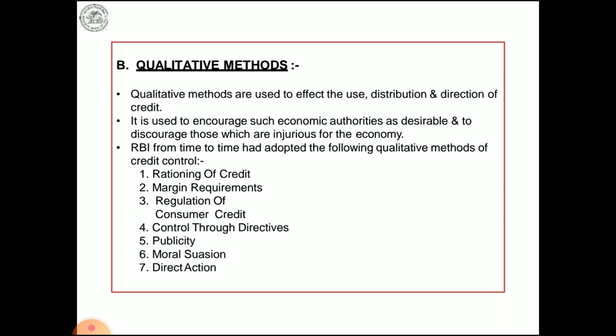These methods are also used for control, but they do not have a direct impact on credit control. There are various methods, changed from time to time, which are called qualitative methods, like rationing of credit, margin requirements, regulation of consumer credit, directives, publicity, moral suasion and direct action.